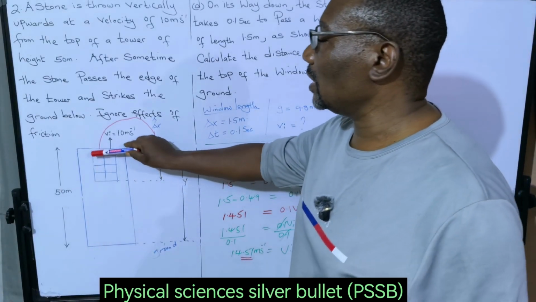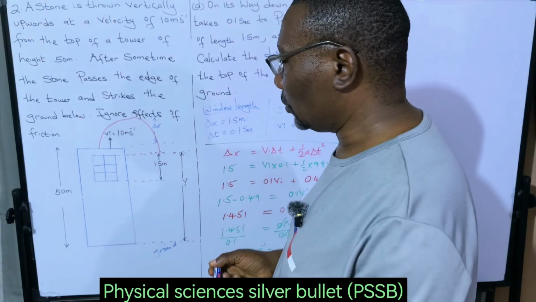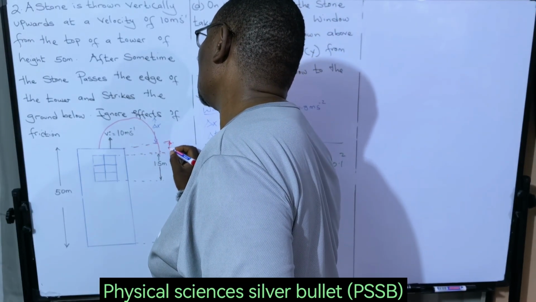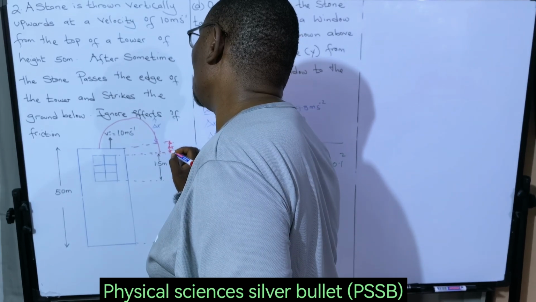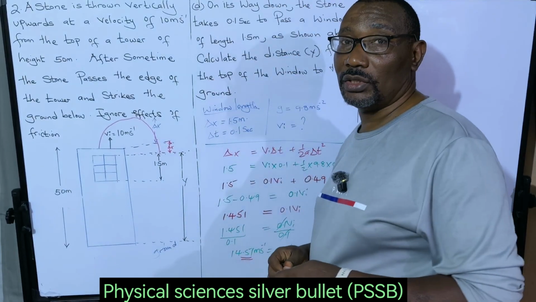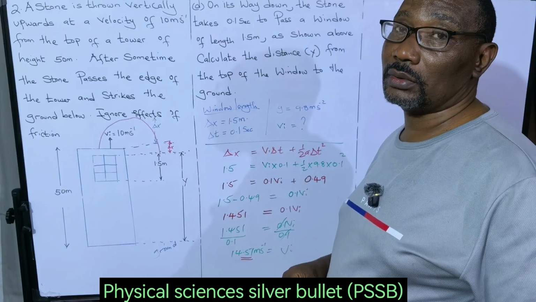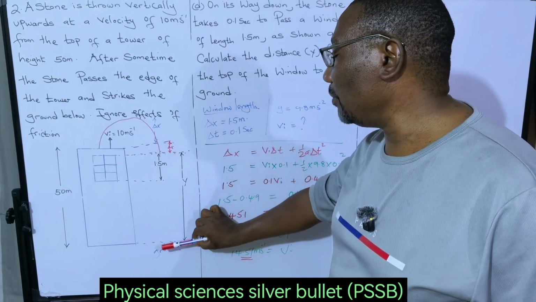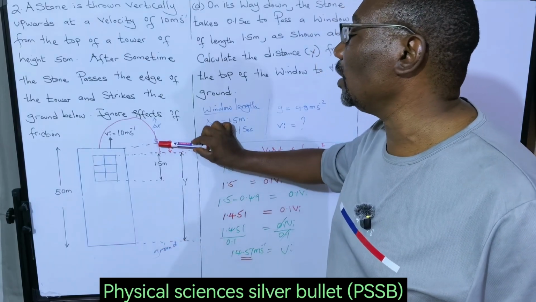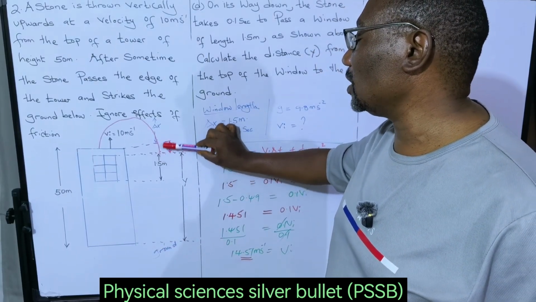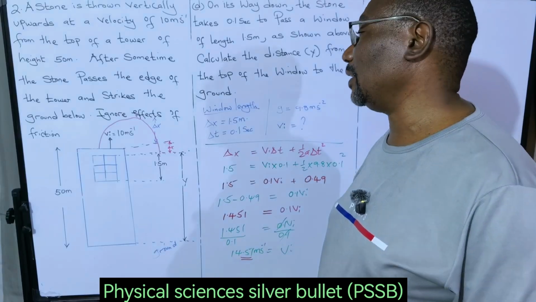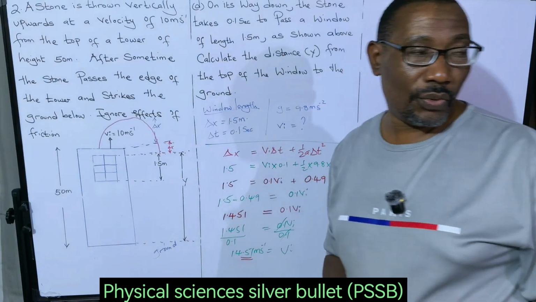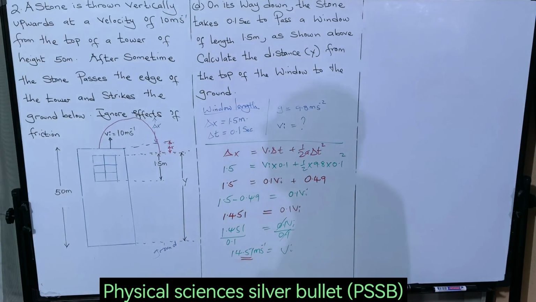So from there, what do we do? We can use this trajectory to determine this displacement from the top of the tower to the top of the window. Once we have this displacement, we can now determine y. Why? Because we know from here up to the top of the window is 50. So if you know this one, you're just going to subtract and get the y.